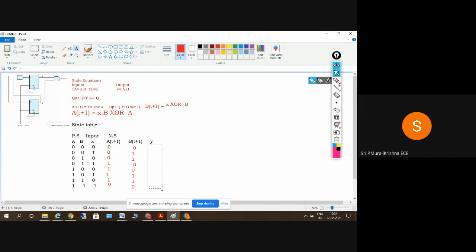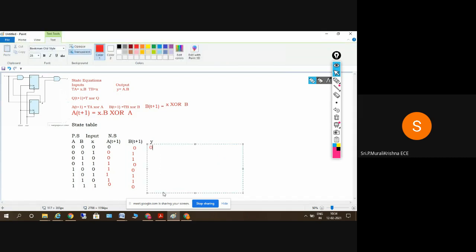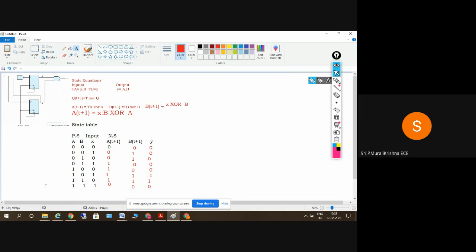The value of y is nothing but y is equal to a into b. So I have to multiply the values of a into b. 0 into 0 is 0, 0 into 1 is 0, 1 into 1 is a 0, 1 into 0 is 0, 1 into 0 is 0, 1 into 1 is 1, 1 into 1 is 1, 0 into 0 is 0. Okay, so this is the state table.